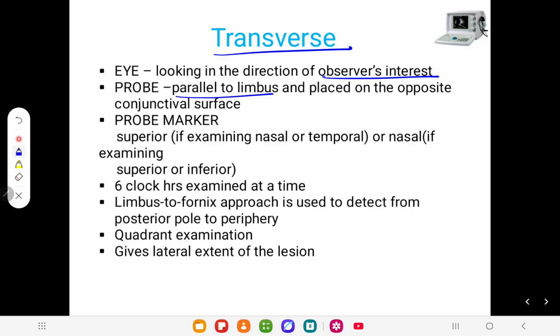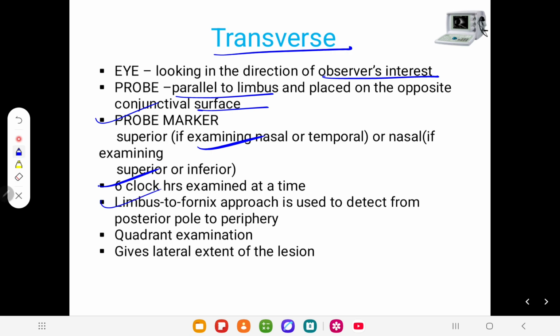It's a very important point. Transverse means the probe is parallel to the limbus, placed on the opposite conjunctival surface. The probe marker points superior if examining nasal or temporal, or nasal if examining superior or inferior. It's tricky, but I'll show you in the picture. Six clock hours are examined at a time.